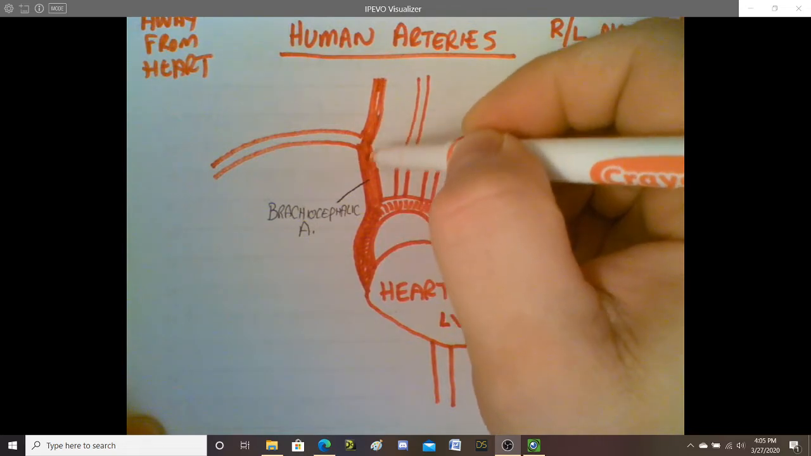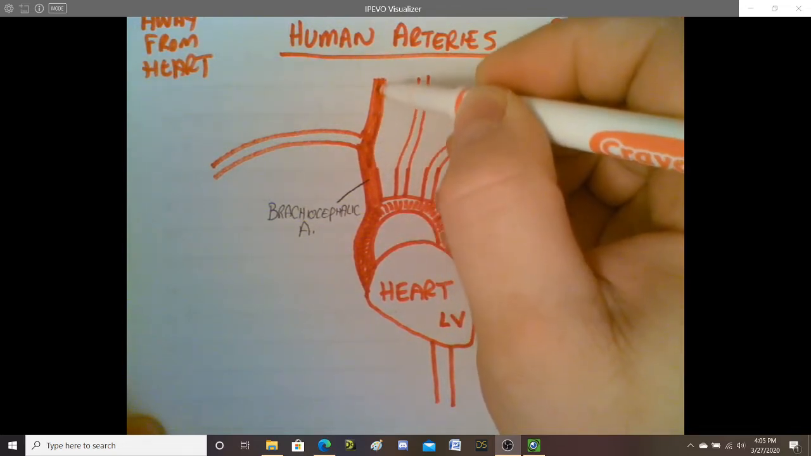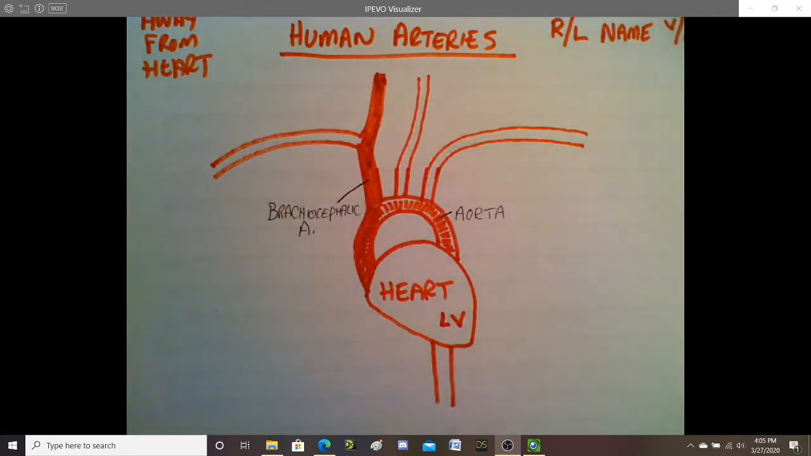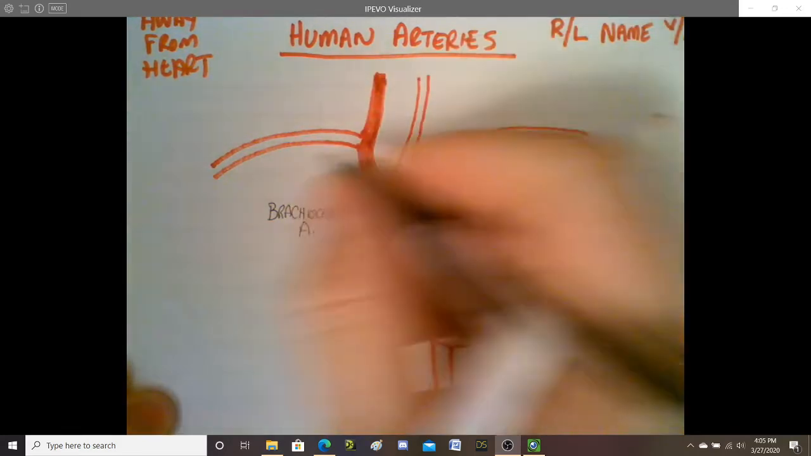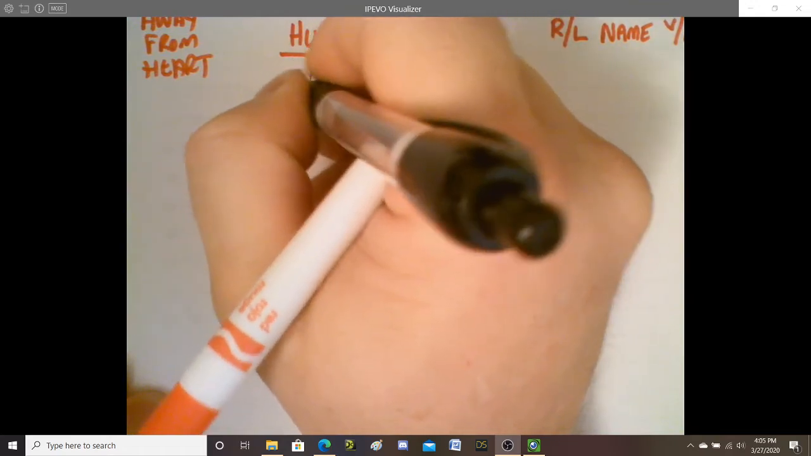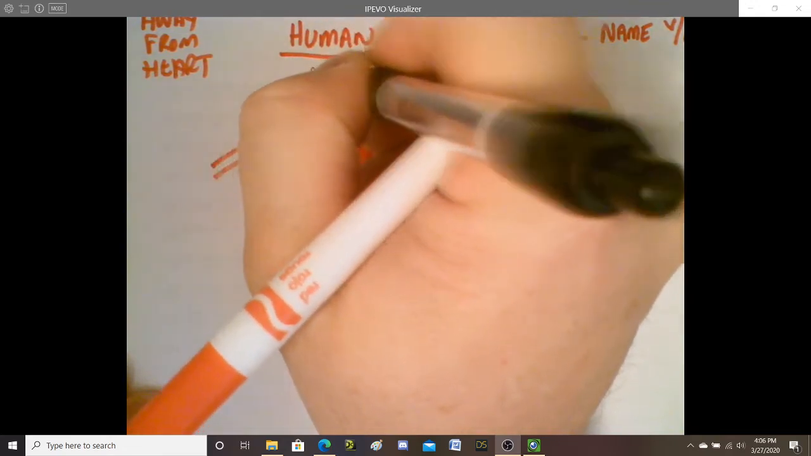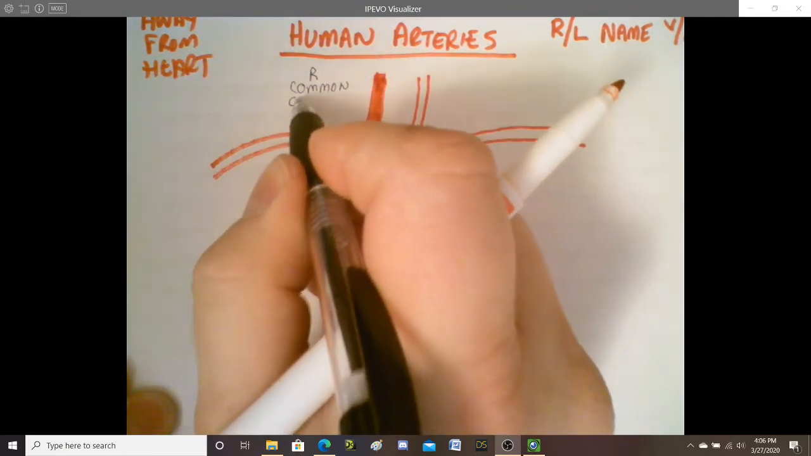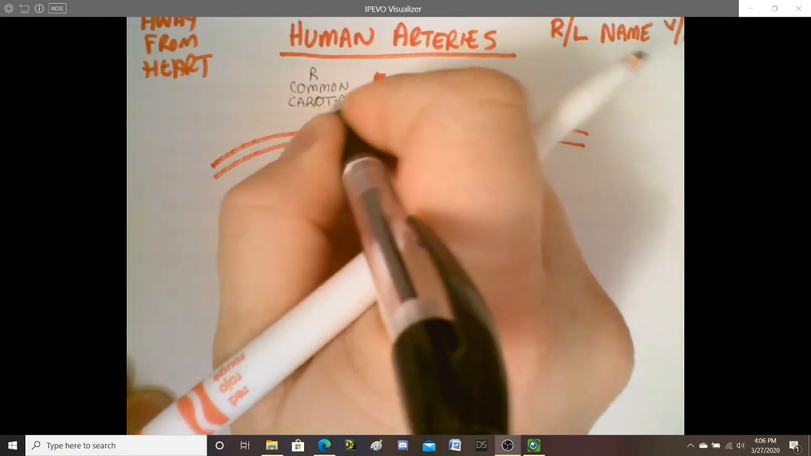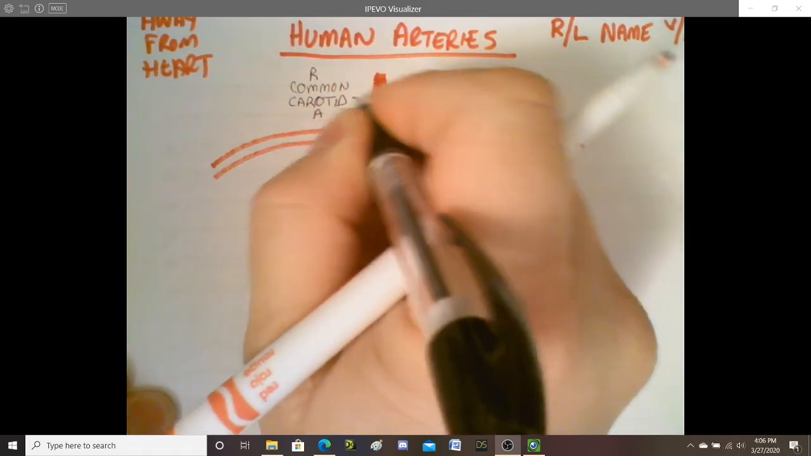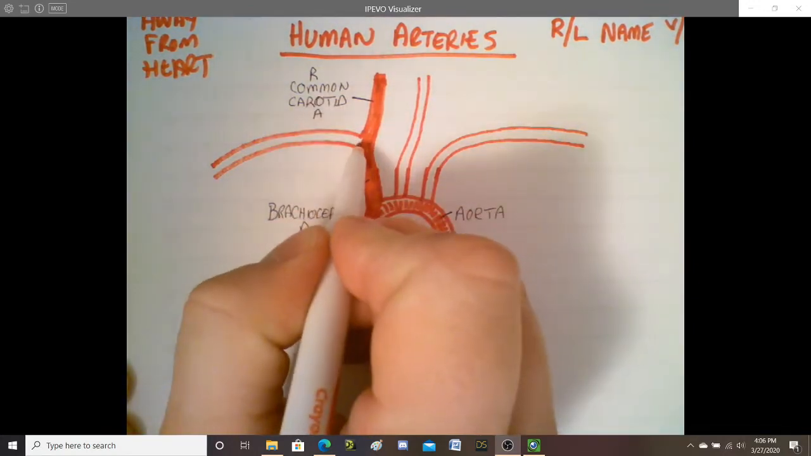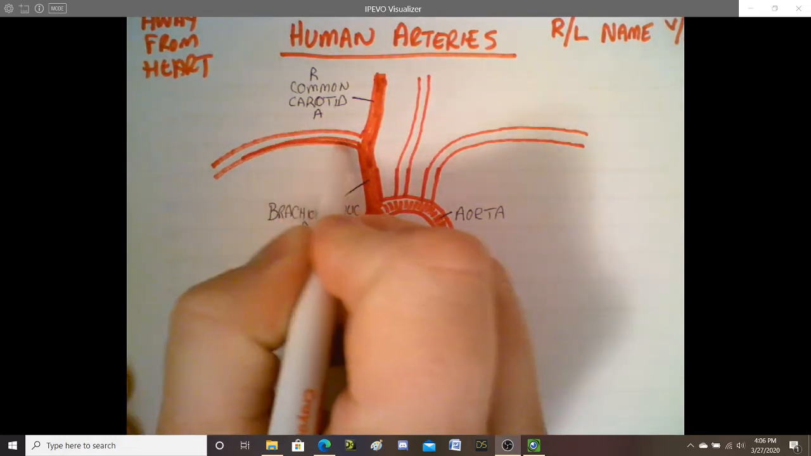Now when the brachiocephalic artery branches, the branch that goes up into your neck is called the common carotid. So this is the right side. So this is the right common carotid artery. Right there. All right, the other branch is going into your shoulder. So this is going into your shoulder here.